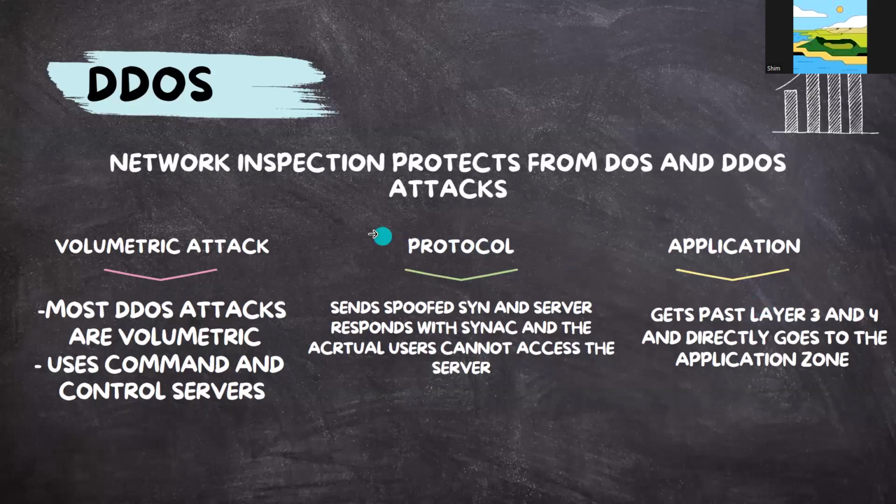And next up is DDoS. Network inspection protects from DOS and DDoS attacks. So what is DOS and DDoS? DOS stands for denial of service. It is essentially any sort of attack that makes the web application or the website not respond in an appropriate manner. It becomes slow or sluggish or non-responsive.